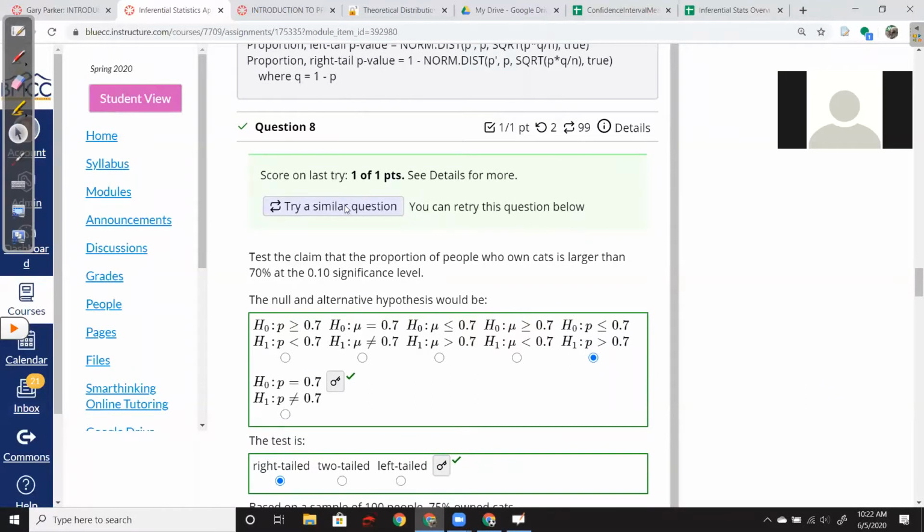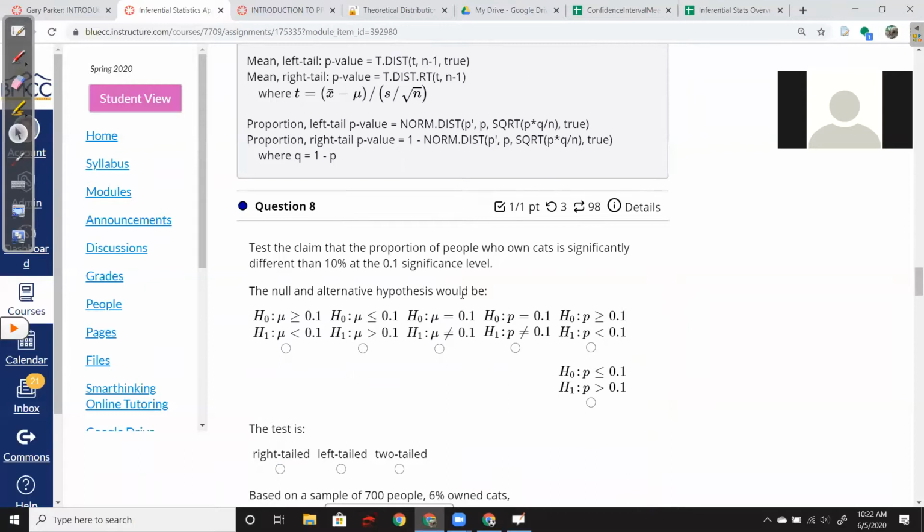So I already did this version, so I'm gonna do a similar one. And every time you bring this up, it's gonna be a little bit different. So sometimes it's the proportion of people who own cats is less than some percent, or the proportion who own cats is more than some percent, or significantly different. So you're either gonna get a left tail, a right tail, or a two tail.